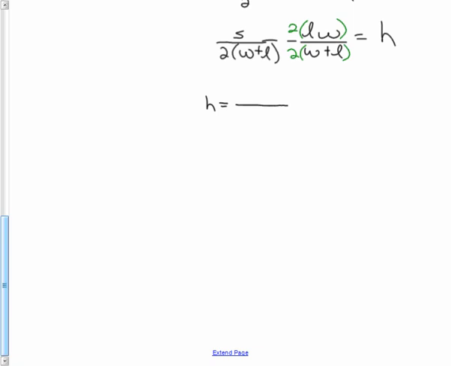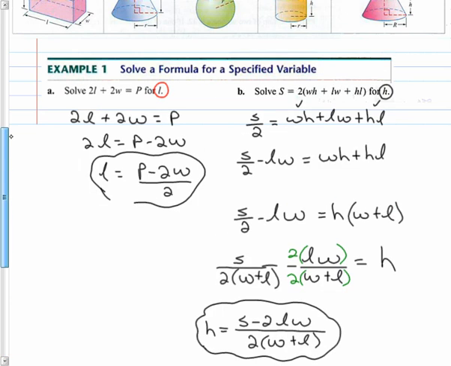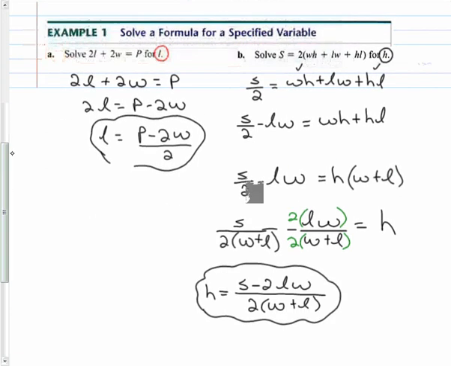I'm going to write my h first. H equals, now I have one fraction, 2 times w plus l is in the denominator, and in the numerator, I have s minus 2lw. There is a nice simplified solution for h. Johnny? What they did in the books was simple. They started with the distribution. I could start by distributing the 2.